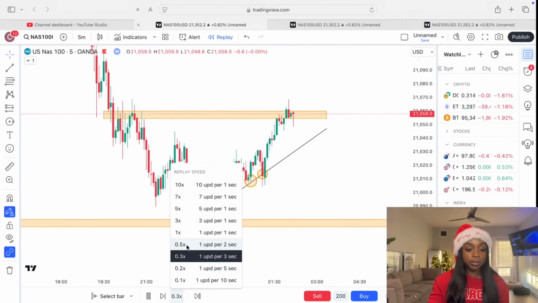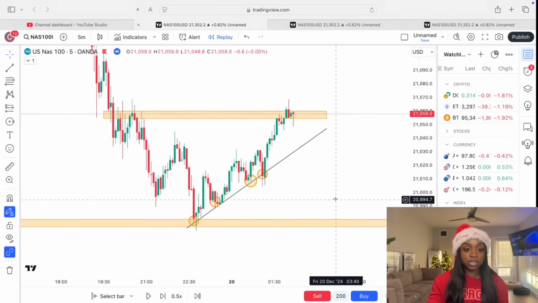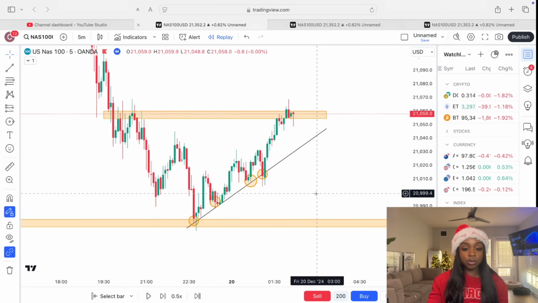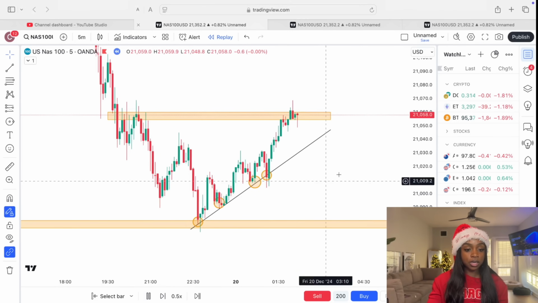So I'm going to bar replay this. Let's speed it up a little bit just to see what the market is doing. Why is it moving so slow? Oh, it's not going.